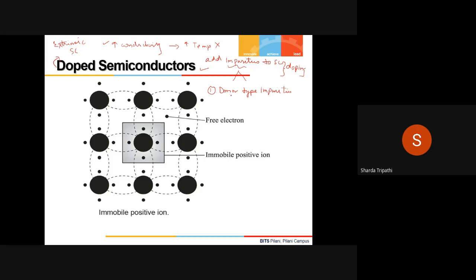These donor type impurities are those materials that have 5 valence electrons in their outermost shell. So what can be the example of these type of impurities? It could be phosphorus, it could be arsenic. These are two typical examples that are used to create N-type semiconductors, or they behave as donor type impurities. So when you take such a material which has 5 valence electrons in their outermost shell, what happens?